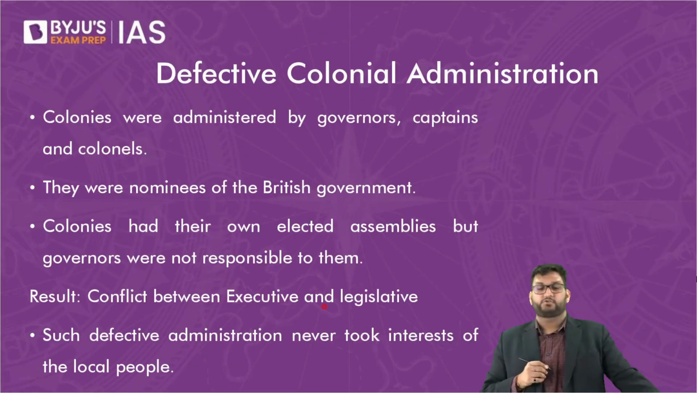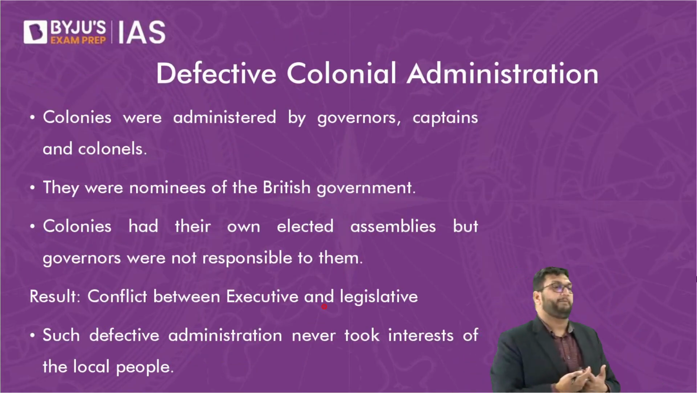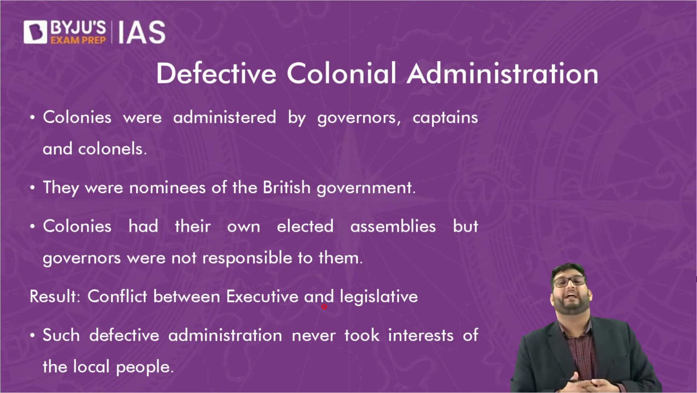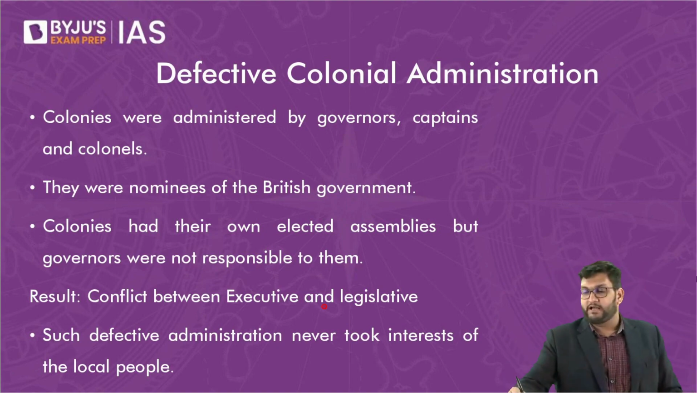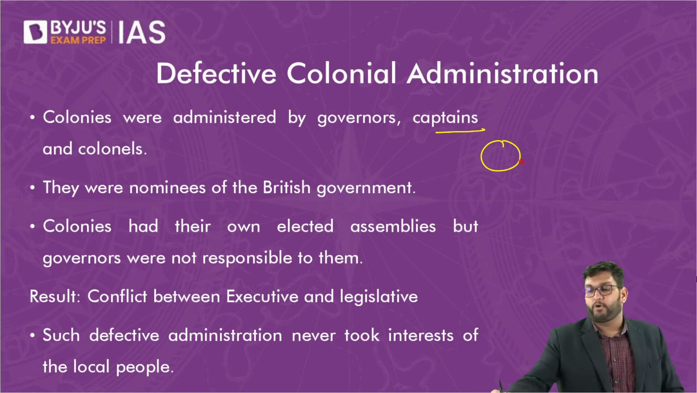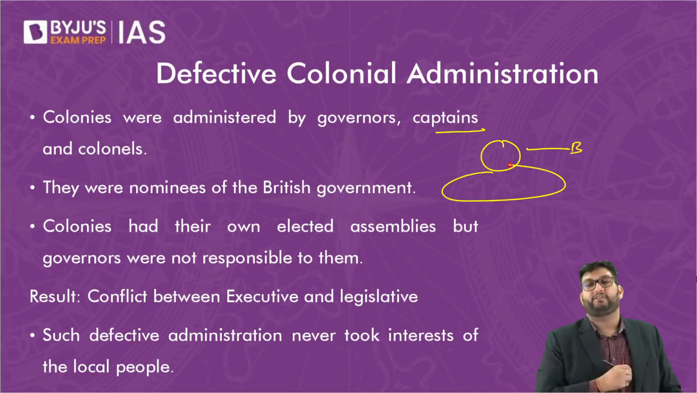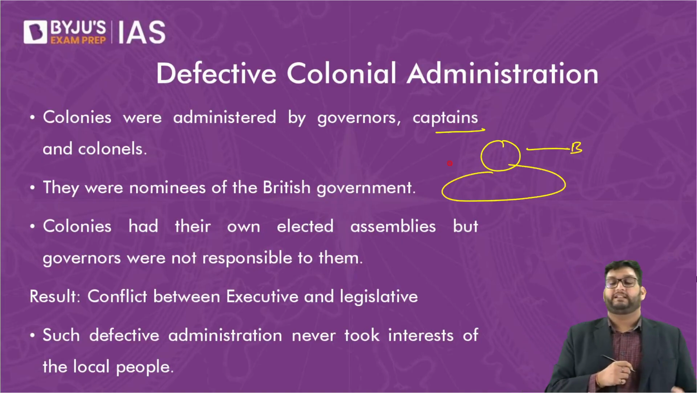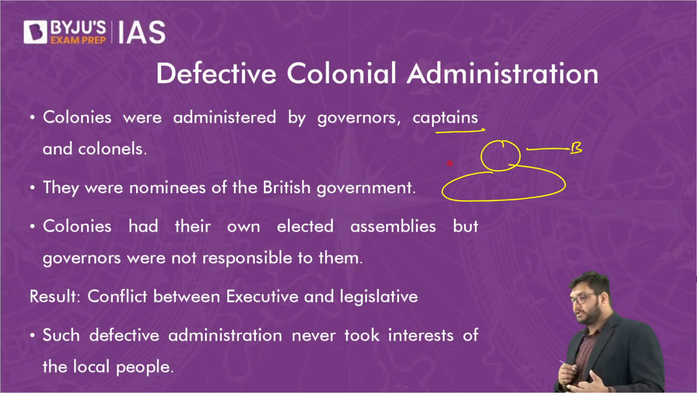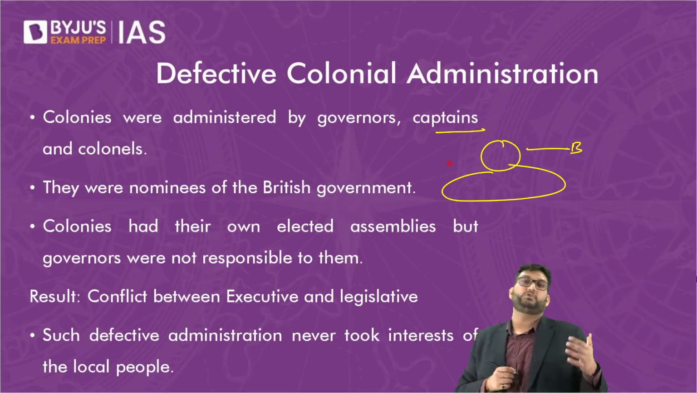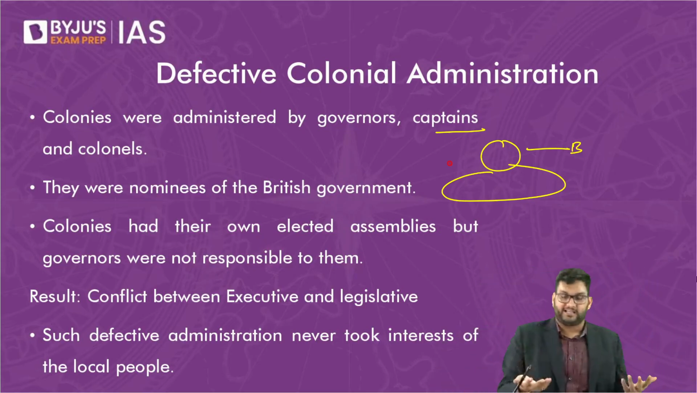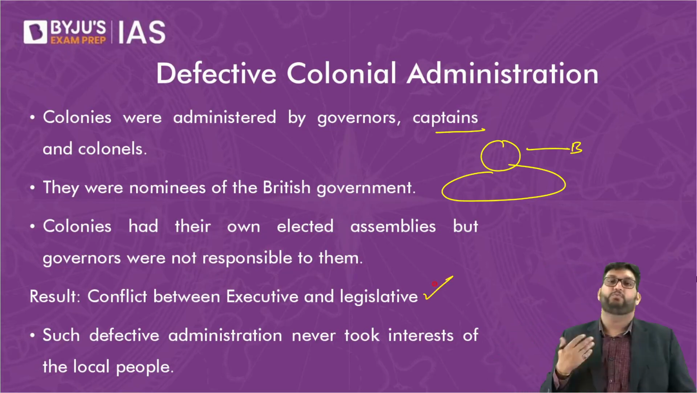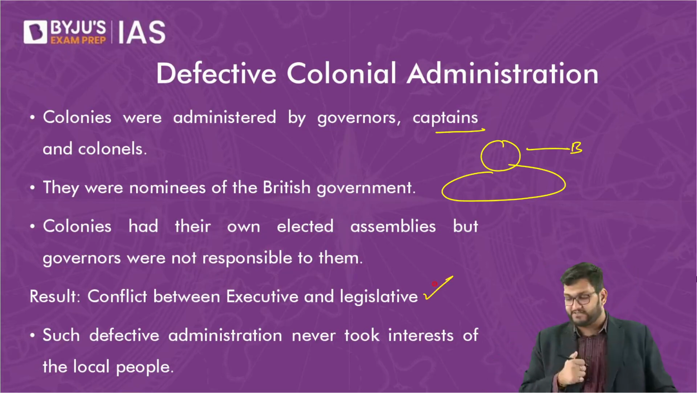Now, they were also not very happy with the way the whole colonial administration was, because the governor or the captain was appointed by the Britisher. He used to have a council under him, which was elected by the people. But the executive was not responsible to the legislature, and that is why people used to believe that this was also a defective system.